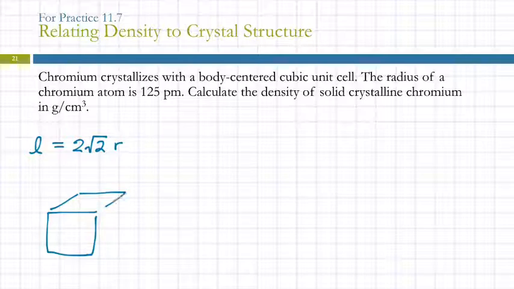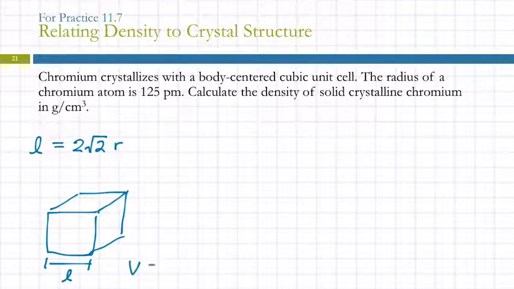There's not just a formula to solve problems like this. You have to be able to think about it. So here we've got our cell, and the length of the side is L, and so we know that the volume would be L cubed. And this is what L equals right up here. We know what R is. R is the radius of the cell. It's 125 picometers. So I'm just kind of writing down stuff I know.